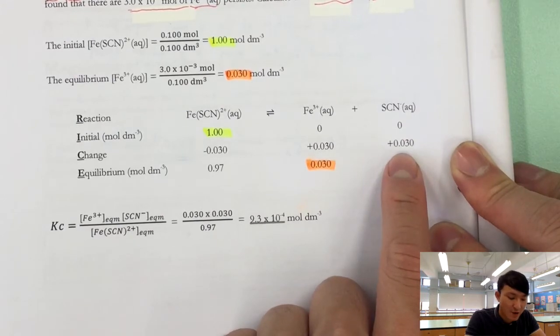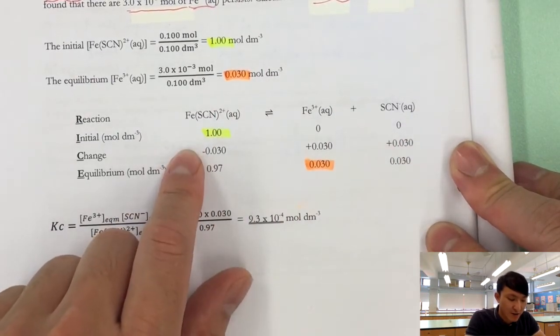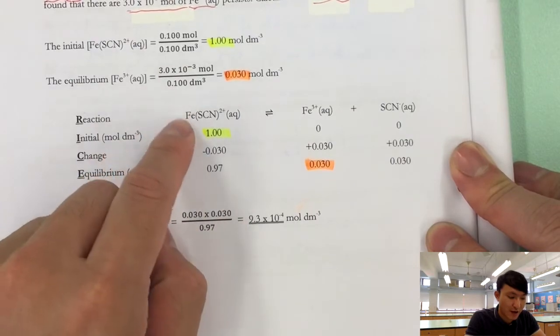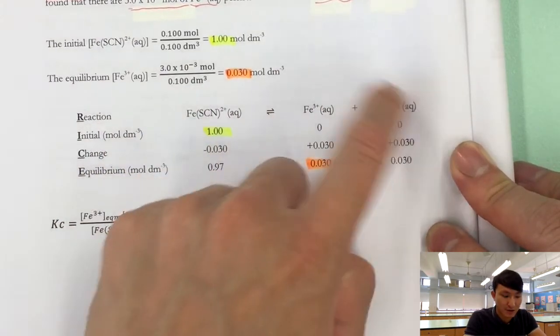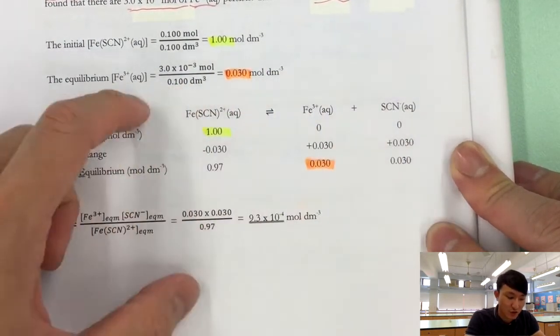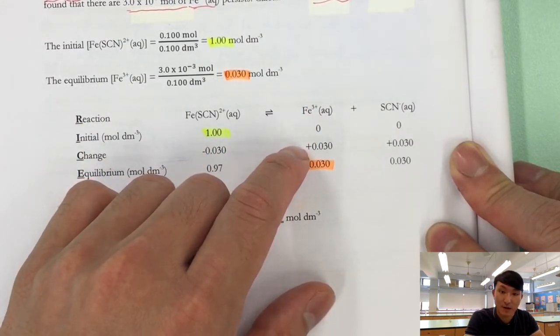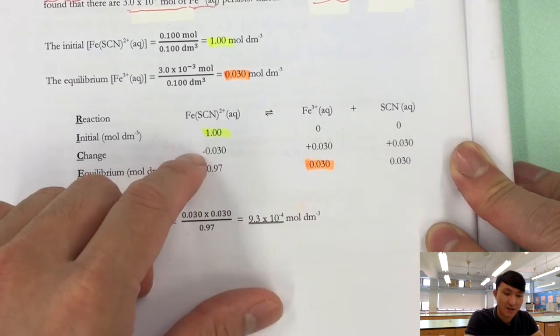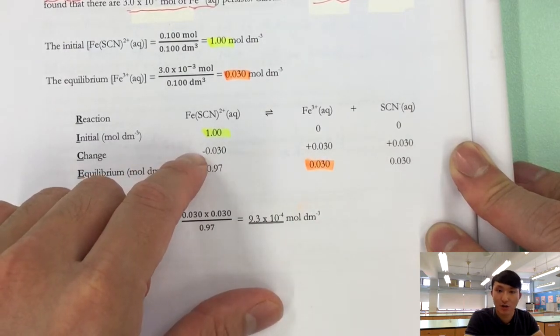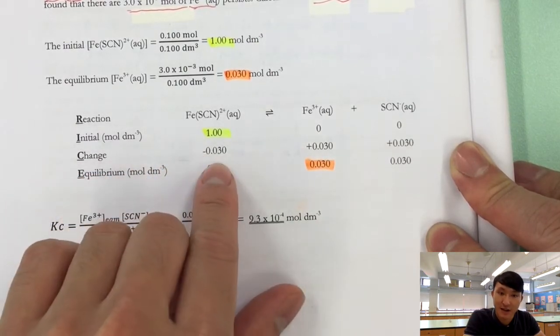Okay. Now, going back to the reagent part here, so since the mole ratio of FeSCN2+ to the two products are all 1:1 ratio, so during the change, if Fe3+ has increased its concentration by 0.03, then the concentration of FeSCN2+ should also decrease by the same quantity.